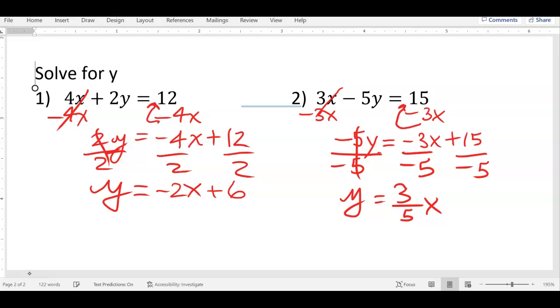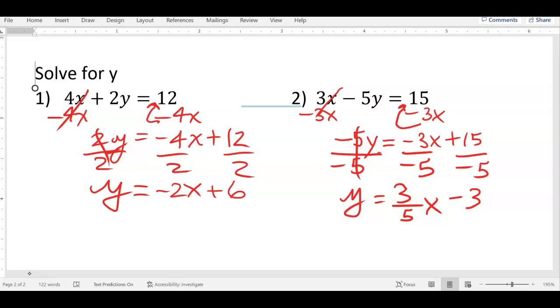x, and then 15 divided by negative 5 is what? Negative, or minus 3, okay? So remember, a positive divided by a negative gives you a negative. Okay, so that's good. Some of this, the tricky part might be just reducing correctly.